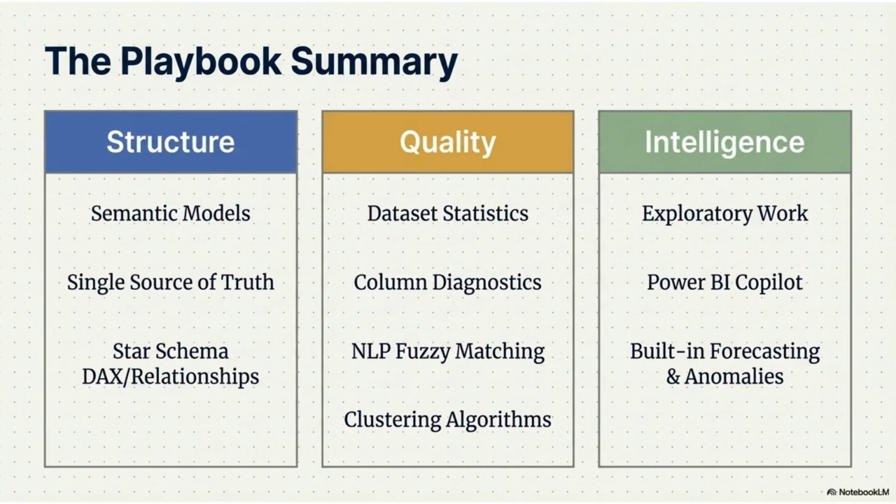Let's summarize the entire blueprint. The structure is the semantic model, which is the single source of truth, and a star schema, DAX, and relationships will be used here. In quality, your data should be clean and properly validated. Then NLP fuzzy matching will take place, and the clustering algorithm will work properly. And in intelligence, AI powered insights, exploratory work, Power BI Copilot is also there, and built-in forecasting and analysis. If you combine these three, we can build a dashboard and we can build it very intelligently. So hope you guys have understood this video. Thanks for watching.